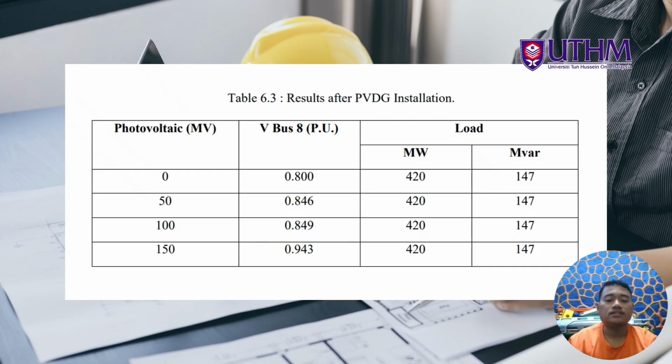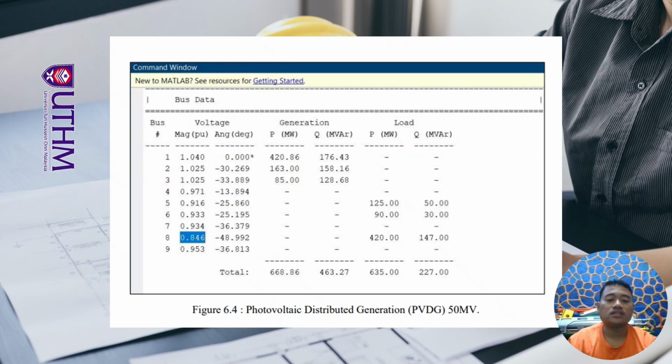This is the result of the VVDG installation. If the photovoltaic megawatt is increased, the V bus per unit is increased too, and we can see the load at bus 8 is the same. This is the result that we get from the coding by using MATLAB.